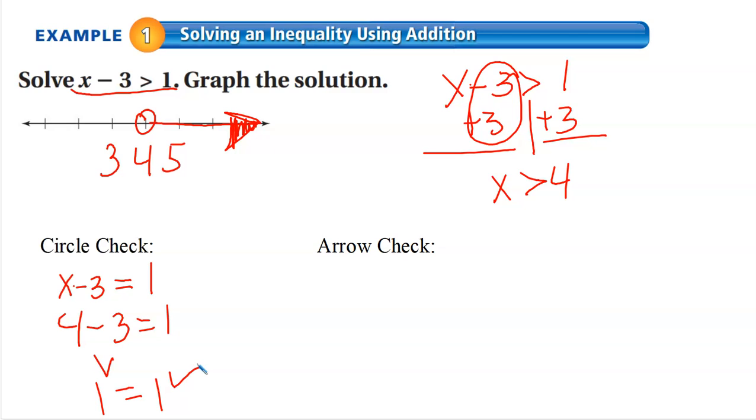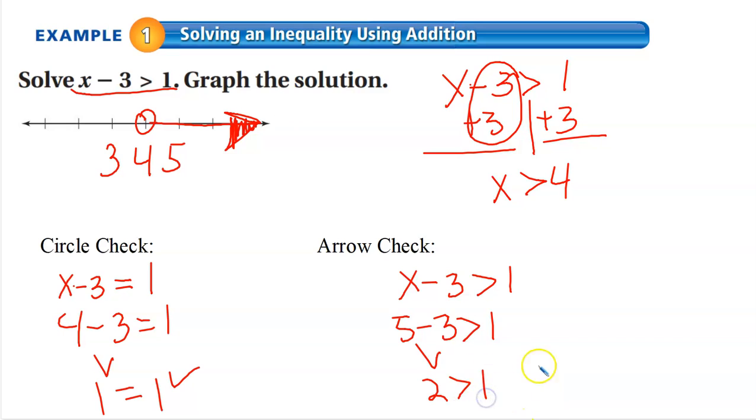Now I'm going to check my arrow. I use the original inequality. X minus 3 is greater than 1. I'm going to plug in a number under my arrow. See how 5 is underneath the shaded arrow? I'm going to make it easy and just use the 5. So I say 5 minus 3 is greater than 1. Do the math. Is 2 greater than 1? Yes, it is. Check.